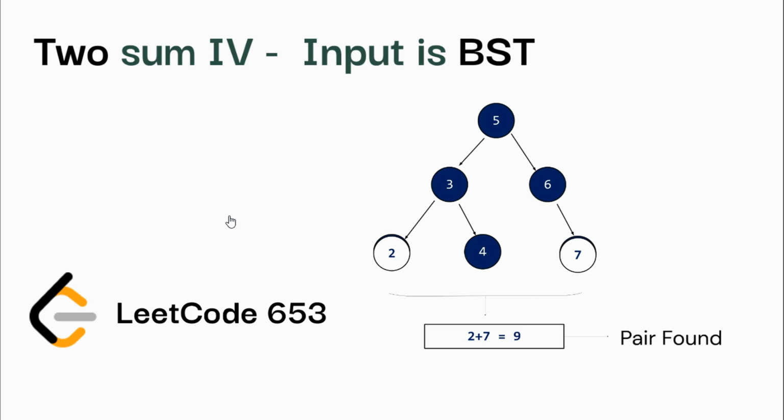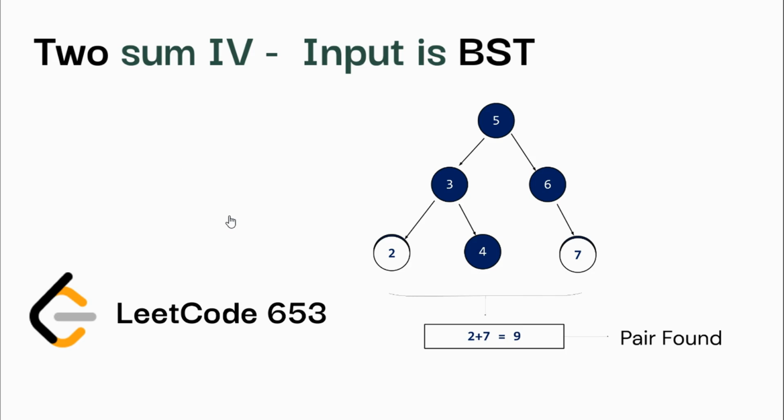In this question we have used four helper methods. One is find minimum. This will return the minimum node value from the BST. Another method is find maximum. This will return the maximum node value from the BST.